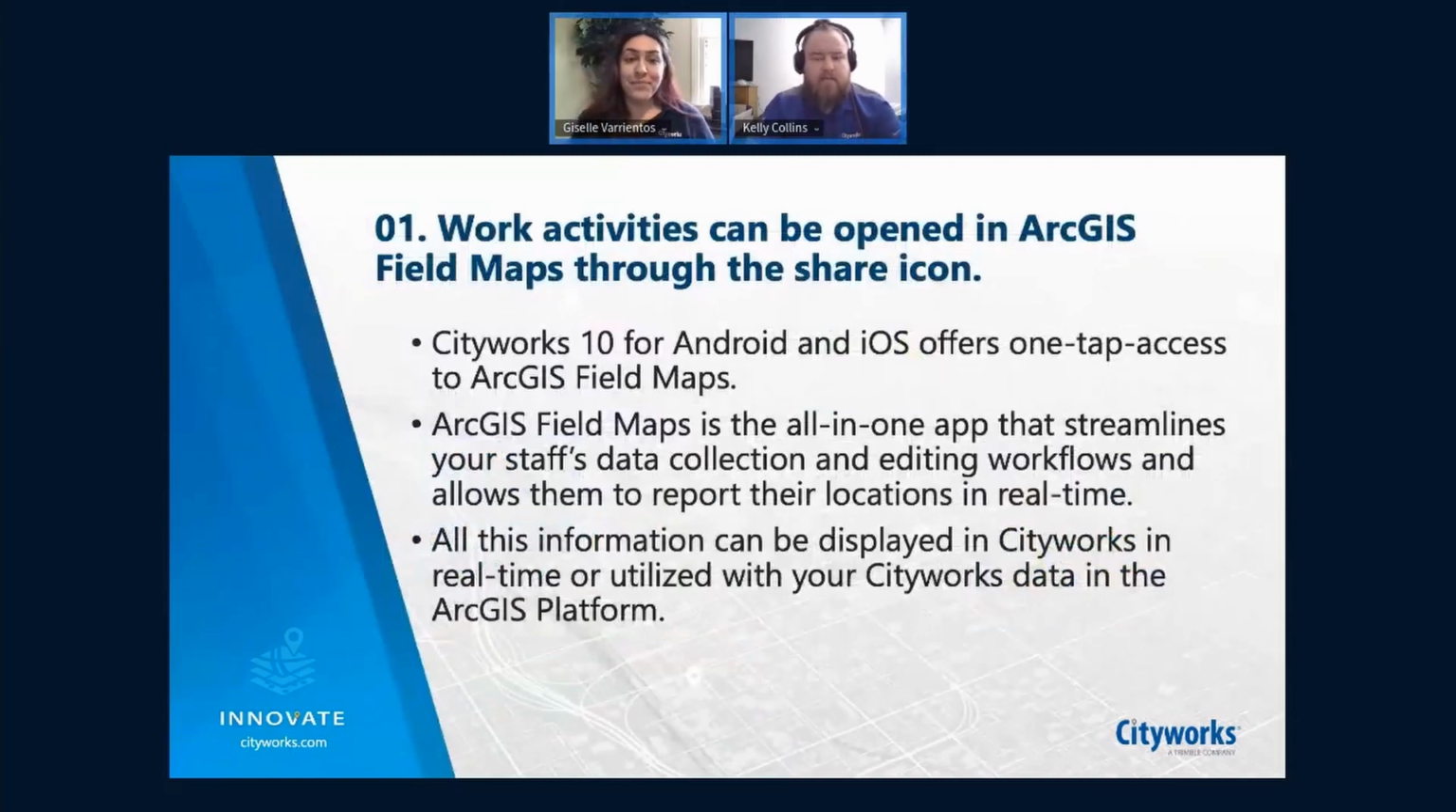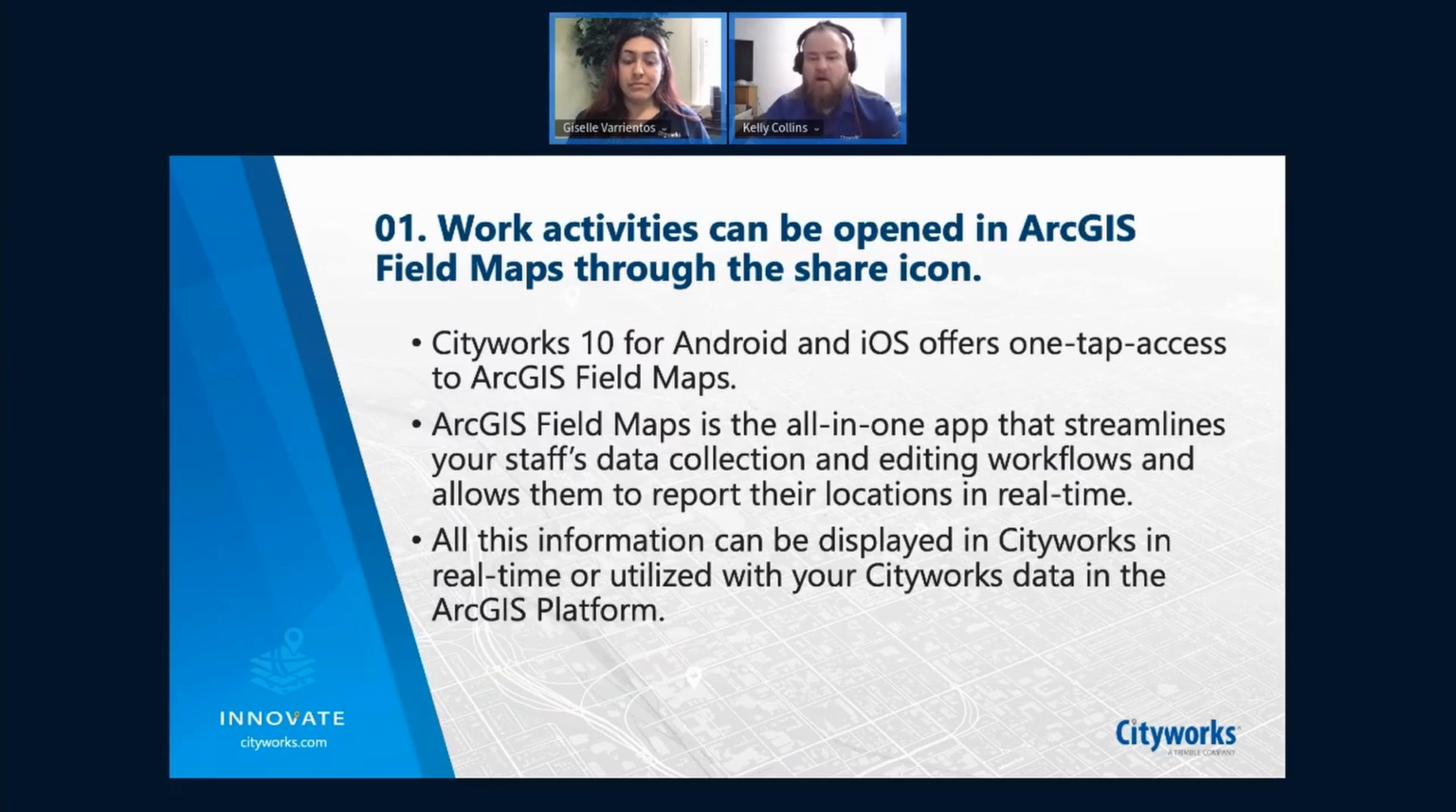So the first thing we want to talk about is work activities can be opened in ArcGIS Field Maps through the share icon. Hopefully you all were taking the opportunity to join Carl's session, that covered this a little bit more extensively, about how to start to utilize ArcGIS Field Maps within our Cityworks environments and how that works. But a brief overview of that, if you didn't attend that session, is Cityworks 10 for Android and iOS offer that one-tap access, as Giselle said, so we can seamlessly jump back and forth between that ArcGIS Esri application and our mobile native app.